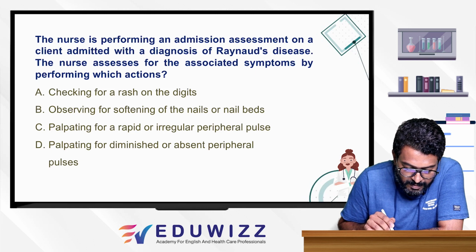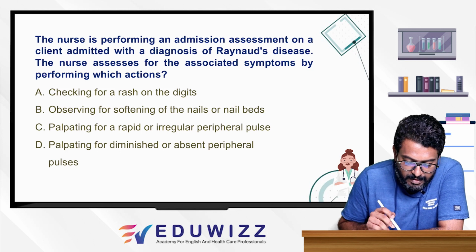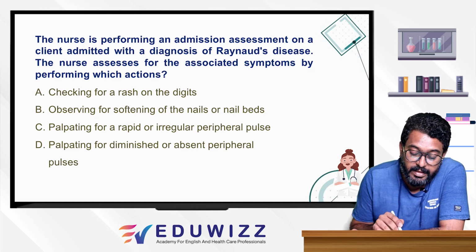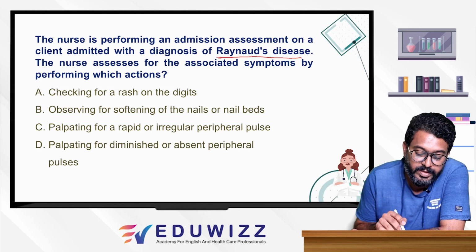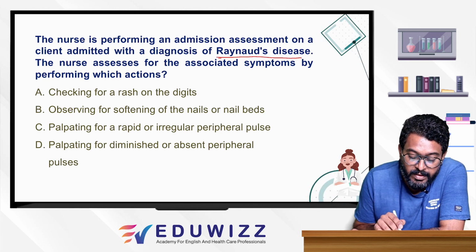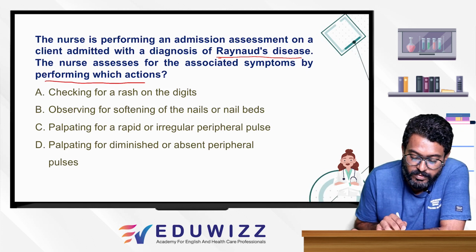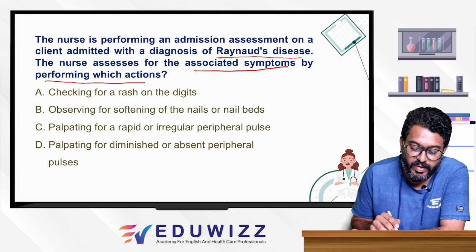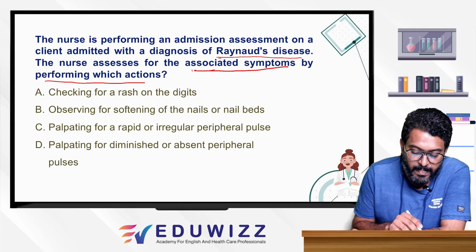Next question: the nurse is performing an admission assessment on a client admitted with a diagnosis of Raynaud's disease. The nurse assesses for associated symptoms by performing which action? Here the question is about the condition named Raynaud's disease. Here also the question is regarding symptoms, but to assess the symptom, which action should be performed? So these are the key points. First is Raynaud's disease. The question is regarding associated symptoms.